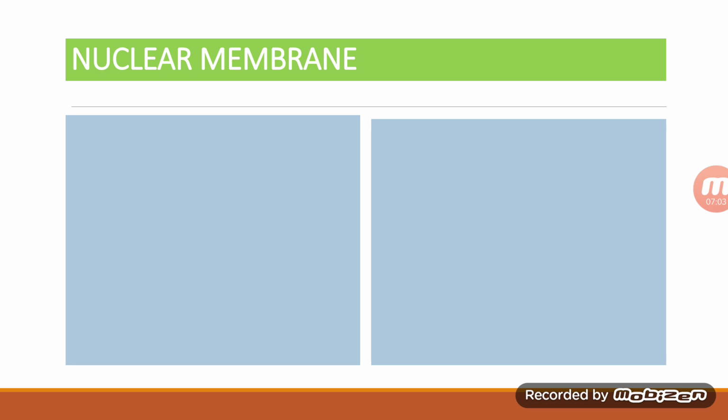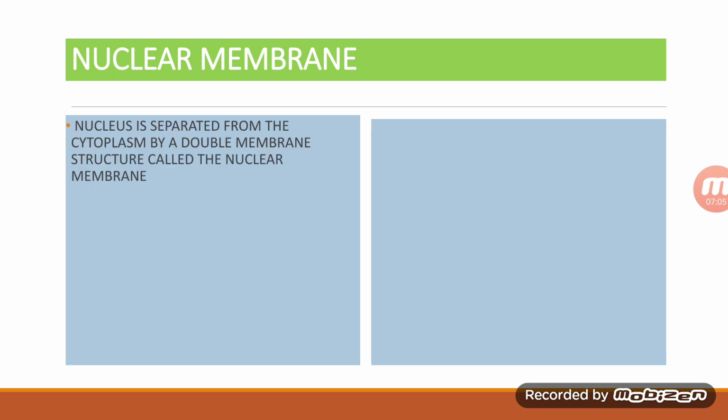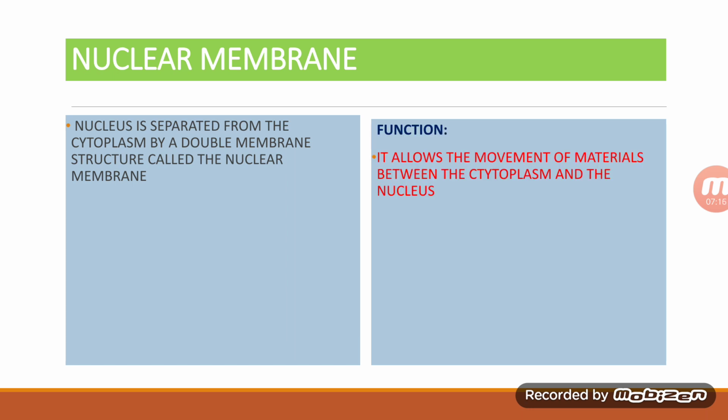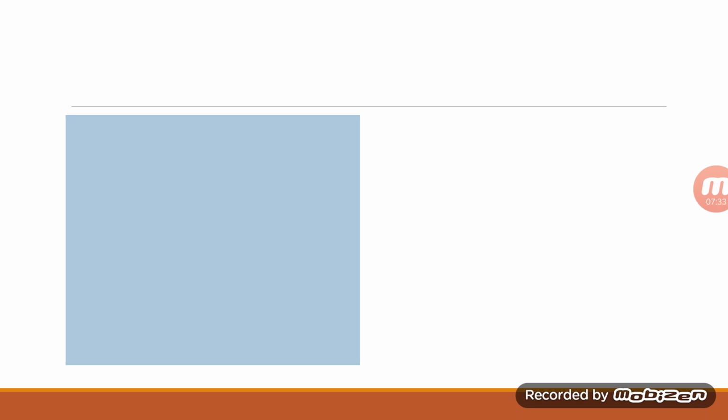Coming to the nuclear membrane, I told you that there is a covering outside the nucleus which is separated from the cytoplasm, and that structure is called the nuclear membrane. And its function: it allows the movement of materials between the cytoplasm and the nucleus, meaning if any substance has to come out from the nucleus into the cytoplasm, then it has to pass through the membrane of the nucleus, which is called the nuclear membrane.